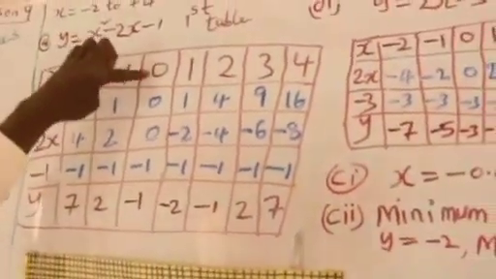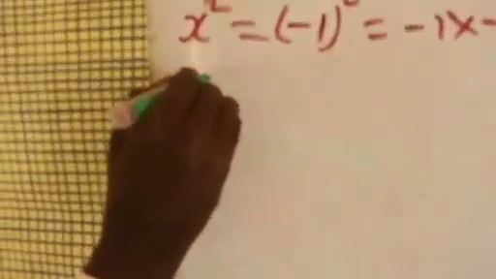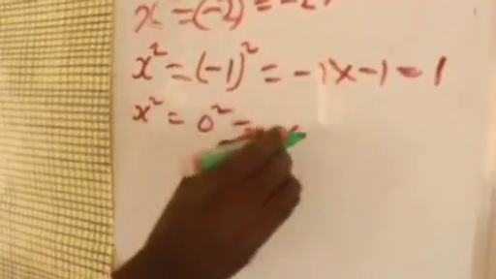Now, let's put 0 there. In place of x, we will put 0. X squared, we put 0. And then our x is squared, we square the 0, it's still 0. So that is how we get this 0.